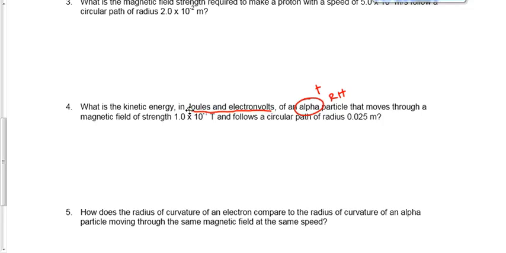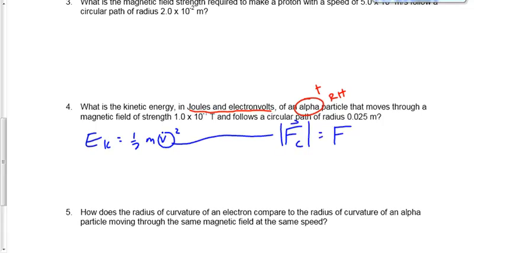All right, so what do we got here? We want to find the kinetic energy of an alpha particle. Well, the only way we can find kinetic energy is to say Ek is equal to 1/2 mv squared. The only problem is we don't know what the speed is. So let's find v. What else we got going on here? A charged particle is going through a magnetic field, and it follows a circular path. So as we learned yesterday, the centripetal force is equal to the magnetic force, right? Charged particle goes through a magnetic field, follows a circular path. Set those two forces equal to each other.